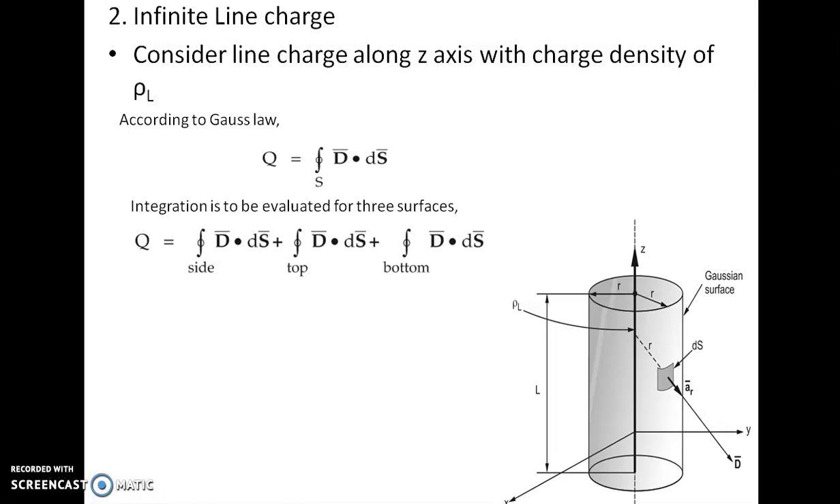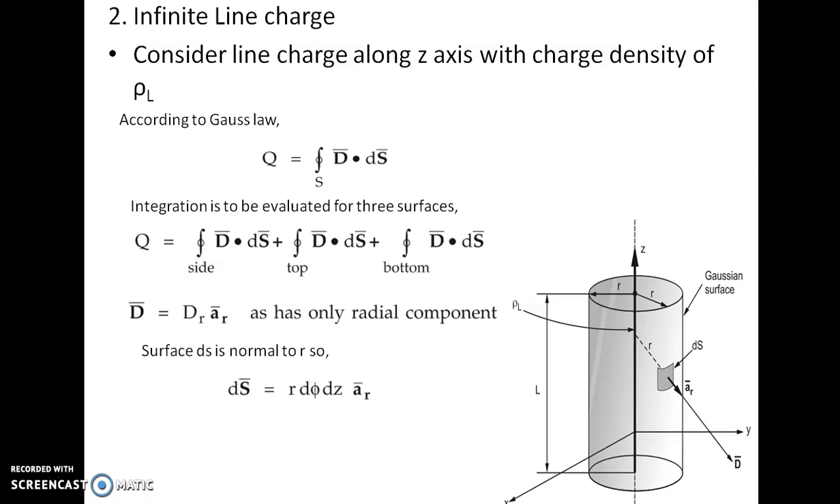So D r, so I can write D is equal to D r into a_r cap. Similarly, dS is normal to the r axis, so in the cylindrical coordinate system I can write dS as r d phi dz, and the normal vector with respect to dS is a_r cap. Now we got D, we got dS. Now obtain the dot product between D dot dS, that is the third step.